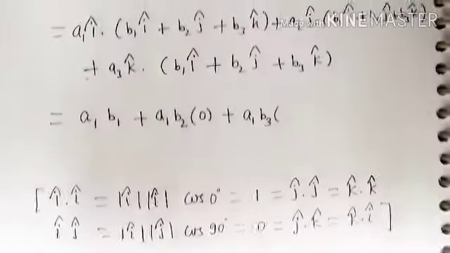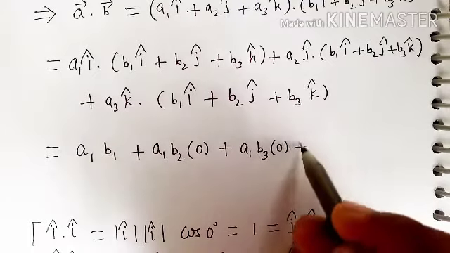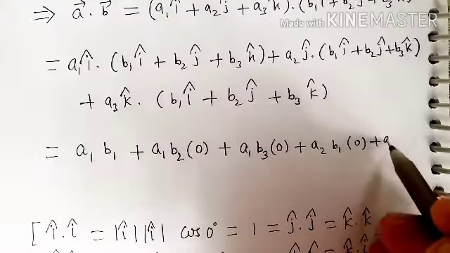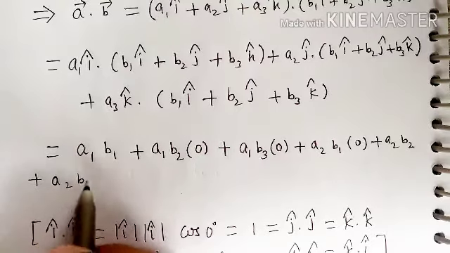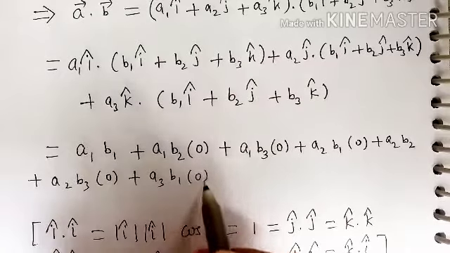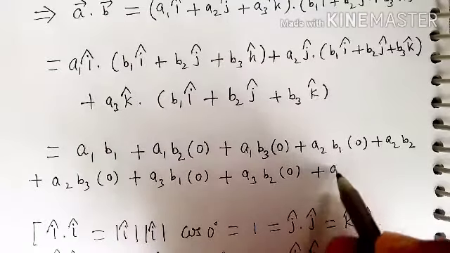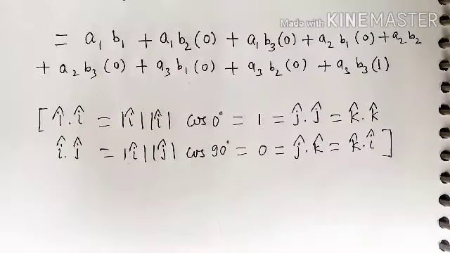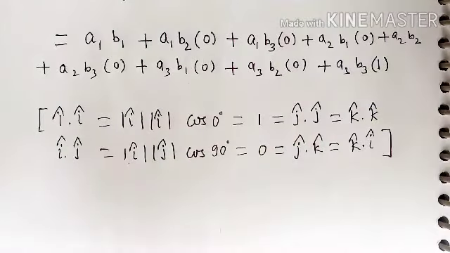Using these results, we can write here a1 b3 into 0, a2 b1 into 0, a2 b2 into 1, a2 b3 into 0, a3 b1 into 0, a3 b2 into 0, a3 b3 into 1. Then we have a1 b1 plus a2 b2 plus a3 b3. Rest all becomes 0.